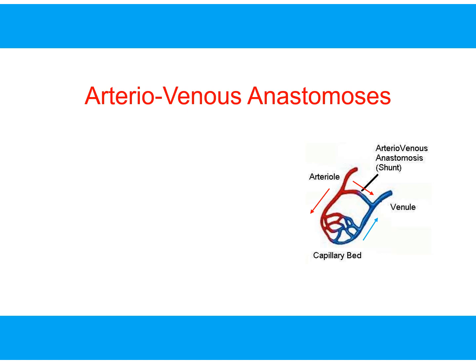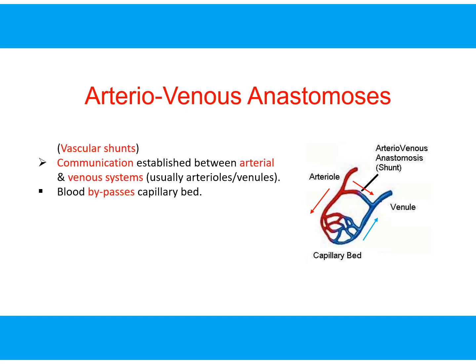Arteriovenous anastomosis, which are also named as vascular shunts. These are communications established between arterial and venous systems. And because of this arrangement, blood bypasses capillary bed.